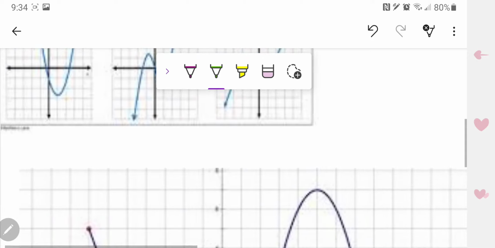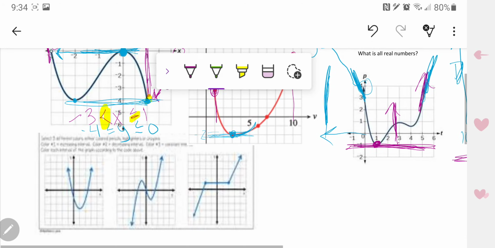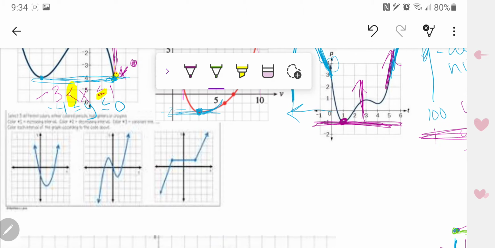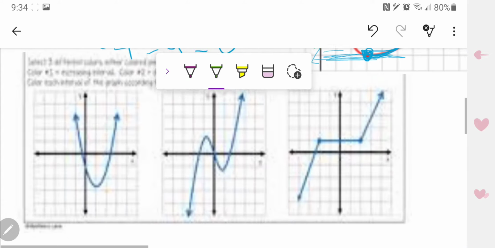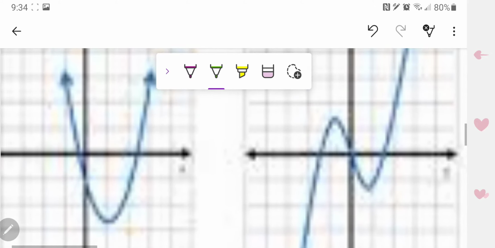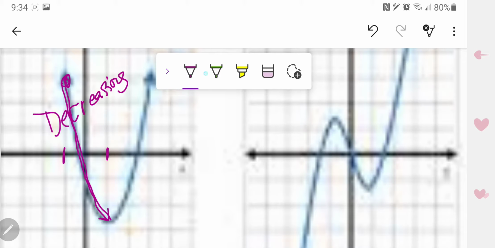The other thing on this quiz, it talks about increasing, decreasing, and constant. So this picture right here, you always talk about increasing and decreasing from left to right. So starting on the left, this picture is decreasing till here, so until 1. So from -1 to 1, it's decreasing. But from 1 on, it's increasing.